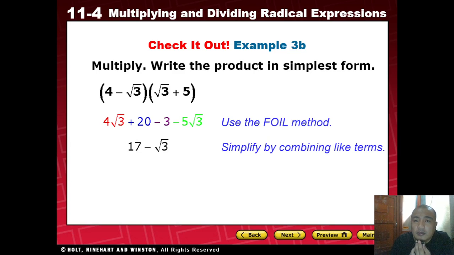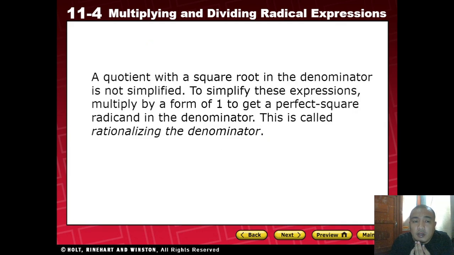In example 3b, a quotient with a square root in the denominator is not simplified. To simplify these expressions, multiply by a form of 1 to get a perfect square radicand in the denominator. This is called rationalizing the denominator.